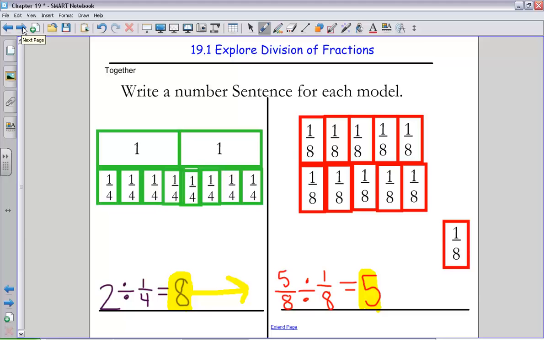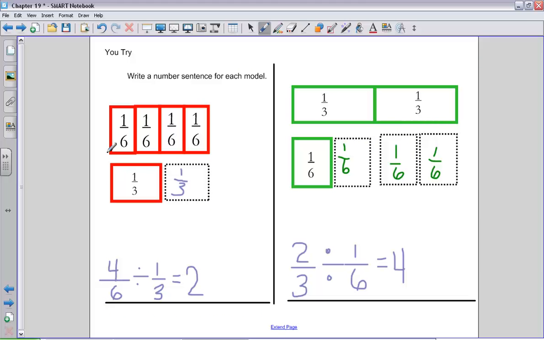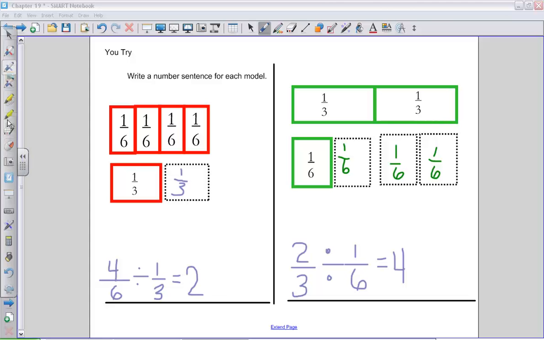All right, let's go over our answers to the You Try problems. Let's see how we did here. For the red squares, I'm starting out with 4/6. So 4/6 is my dividend. 1, 2, 3, 4, 4/6. And I'm going to divide that into 1/3 sections. So how many 1/3 sections? When I continue my model out here, I have another 1/3 section. So how many total 1/3 sections do I have? I have 1, 2. So I get 2 as my answer.